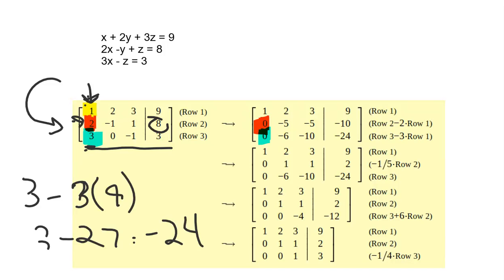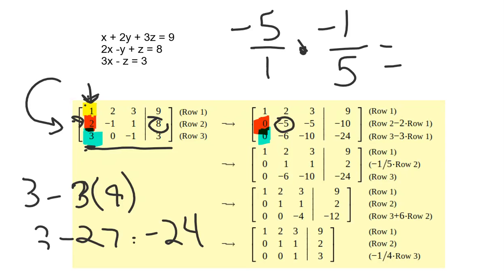Now, what we want to do is turn this negative 5 into a 1. Anytime we have a negative 5, it's the same as negative 5 over 1. How do I make that a 1? Well, I'm just going to multiply by the reciprocal. If I multiply negative 5 by negative 1/5, I will get 5 over 5, which gives me my 1. So, essentially, I'm going to take row 2 and multiply it by negative 1/5.